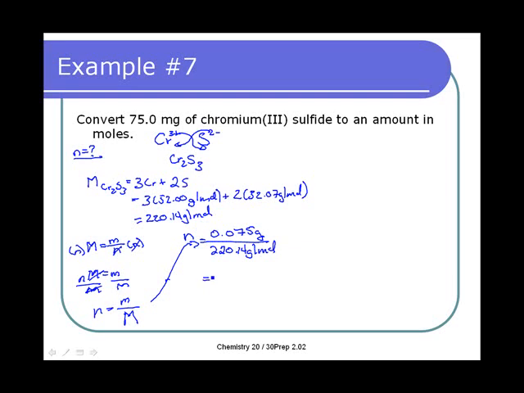So we get 3.41 times 10 to the negative 4 moles. And that would be an acceptable answer. So this would be the n, or the number of moles of chromium 3 sulfide in 75 milligrams of chromium.